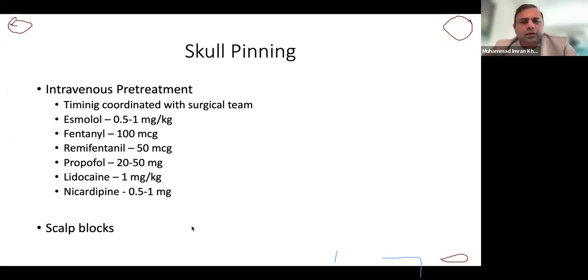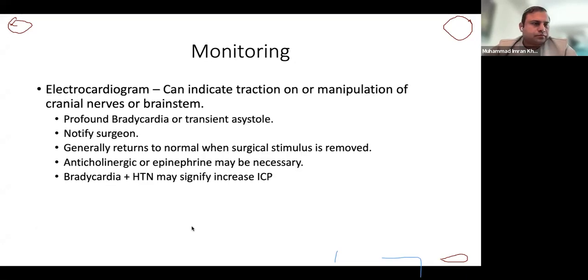Then after that, we need to discuss the monitoring that is needed for this surgery. So we're going to start with the electrocardiogram. Again, these monitors are mostly specific for posterior fossa surgery. You're going to do the standard monitoring that you would do for other surgeries, but these are specifically for the posterior fossa. So the ECG can provide indications of traction or manipulation of cranial nerves or the brainstem during surgery and allows adjustment of retractors or instruments.